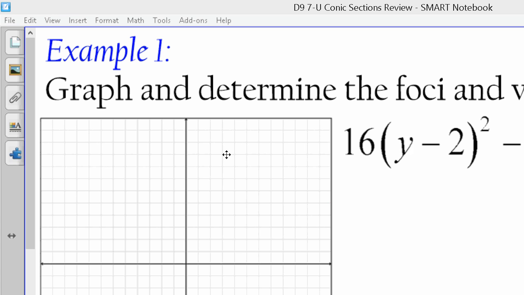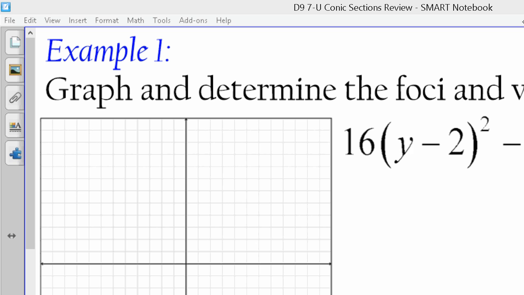Lesson 7U. This is just a conic sections review. What we're going to do today is look at some equations and talk about how to graph using the calculator. We've been doing this algebraically in lessons 7.1, 7.2, and 7.3, so this one's just an extra lesson where we use the calculator. It says graph and determine the foci and vertices of this equation.